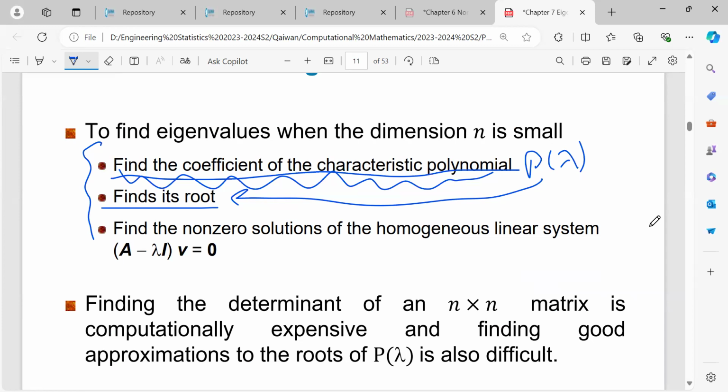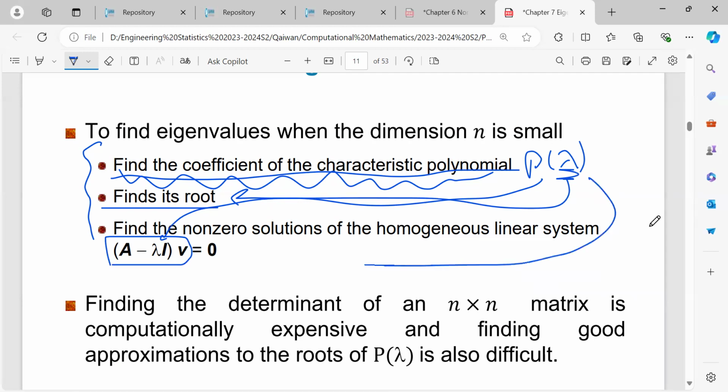And then to find the eigenvectors, for each lambda, we replace it here. Then we solve it. We get the components of B. It will be the first eigenvector. Then for the second eigenvalue, we replace here. We get another B. That will be the second eigenvector.